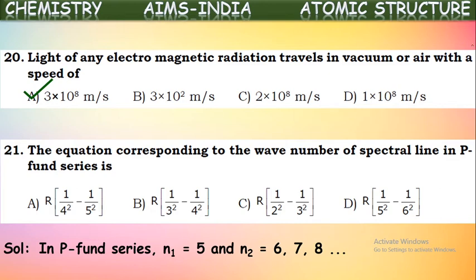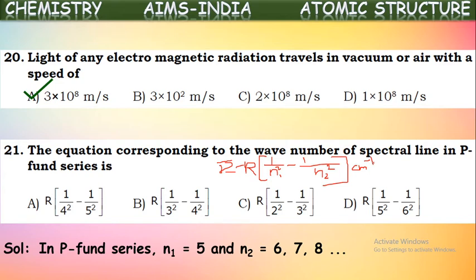Now the wave number equation is given like this. According to the Rydberg equation, wave number nu bar is equal to R into 1 by n1 square minus 1 by n2 square. So this is the formula to calculate the wave number according to Rydberg, where R is the Rydberg constant and n1 is the orbit to which the electron is jumped, and n2 is the orbit from which the electron is jumping. So n1 is the lower orbit, n2 is the higher orbit.